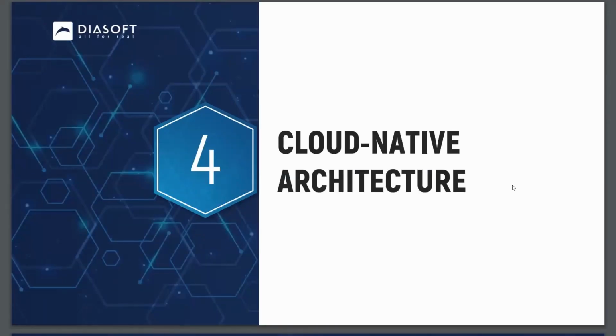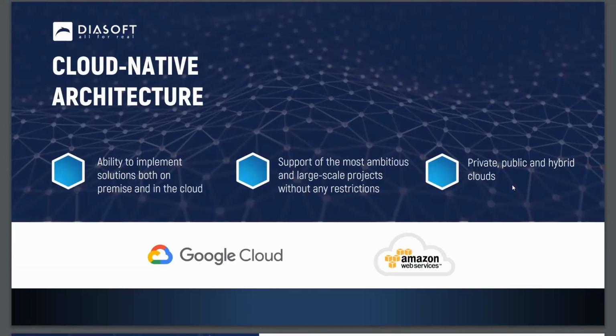In the last part, let's talk about how the platform and solutions based on the platform can be deployed for the end user of the company. The platform is built in the cloud-native architecture. This means that it can be deployed both on-premise and in the private or public cloud. The most popular examples are Google Cloud and Amazon Cloud.